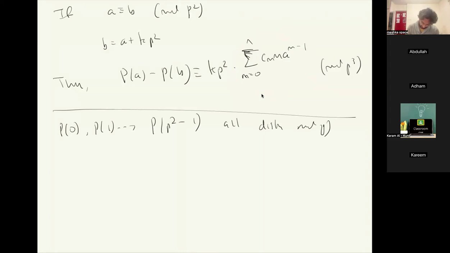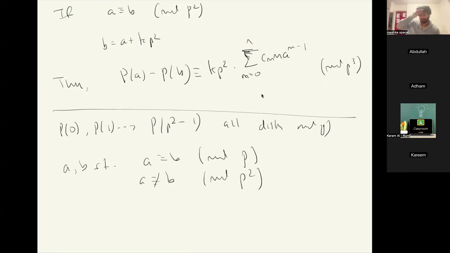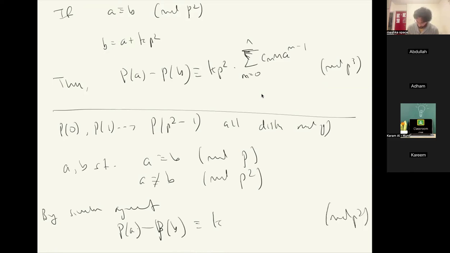What does it mean? It means if I take a and b such that a is congruent to b mod p, but a is not congruent to b mod p squared, how do I understand their difference? By a similar argument, their difference mod p squared is going to be kp times the same sum.